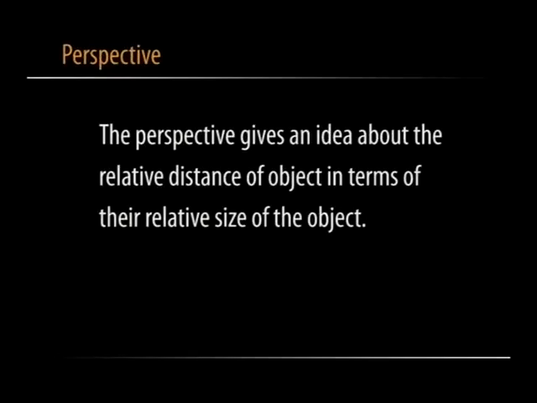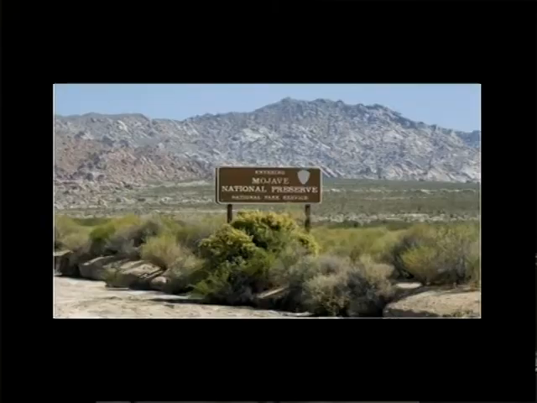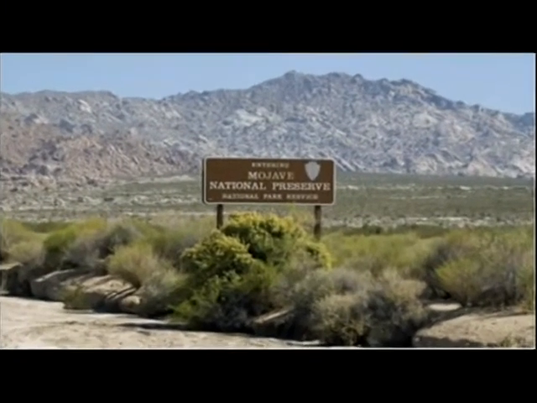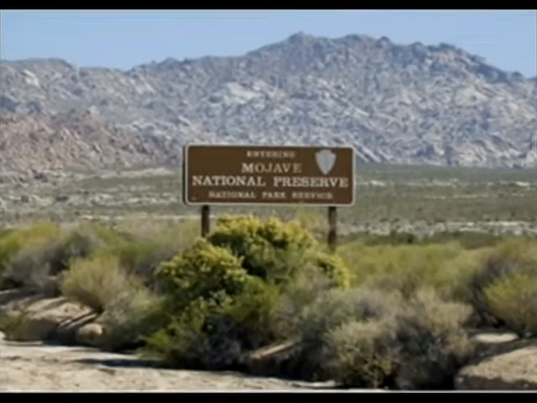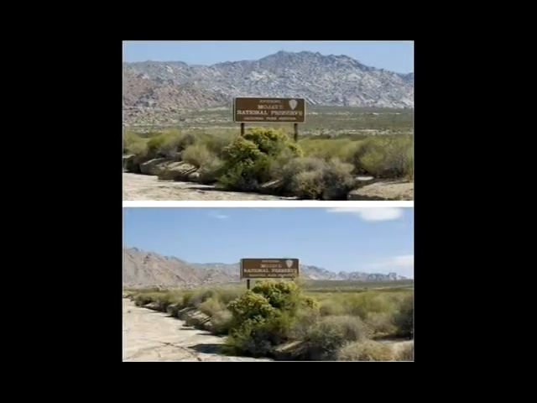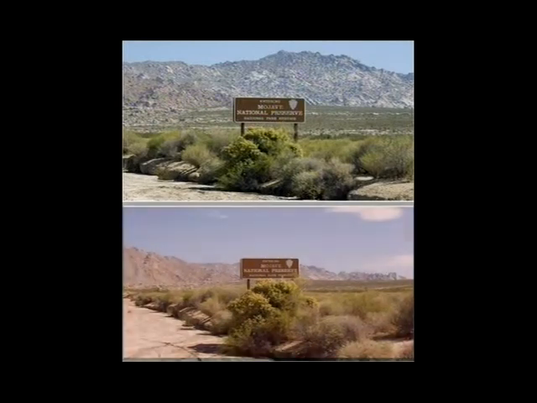Perspective gives an idea of the relative distance of the object in terms of the relative size of the object. The perspective changes when we change the camera position. If we stand with the camera in one position and zoom in, zoom out, the perspective does not change. But the moment you move with the camera, the perspective changes. It changes when you move both horizontally as well as vertically.